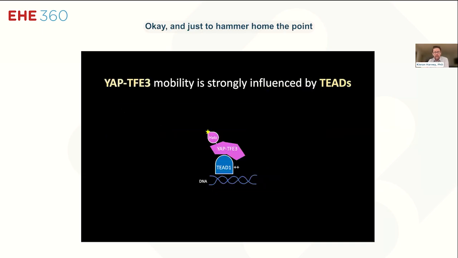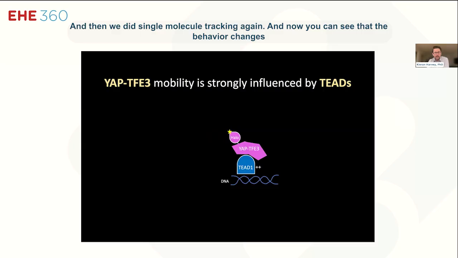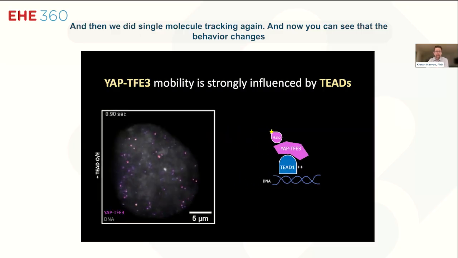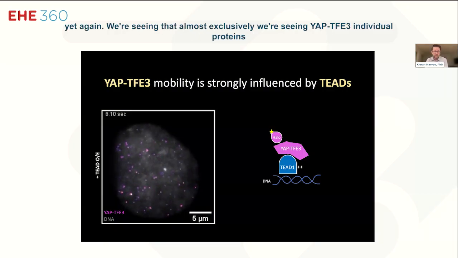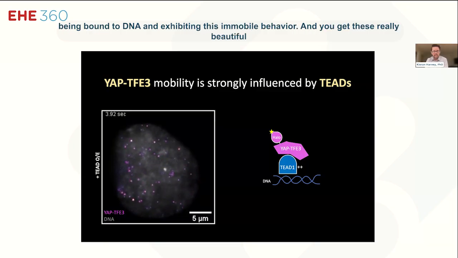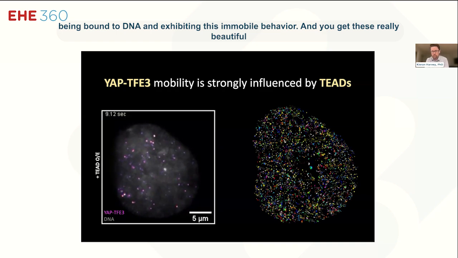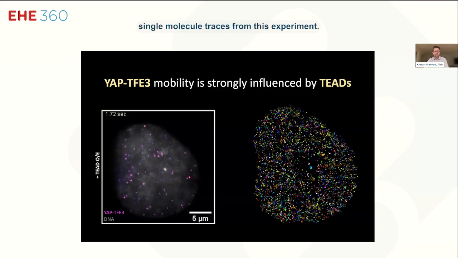Okay, and just to hammer home the point of how important TEADs are for YAP-TFE3 to bind to the genome, we also overexpressed TEADs, so put in more than what the cell would normally make. And then we did single molecule tracking again. And now you can see that the behavior changes yet again. We're seeing almost exclusively individual YAP-TFE3 proteins bound to DNA and exhibiting this immobile behavior. And you get these really beautiful single molecule traces from this experiment.